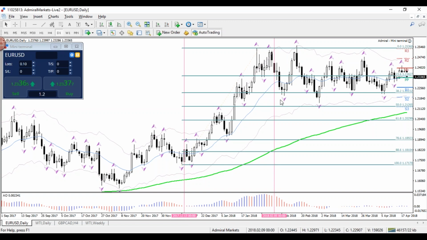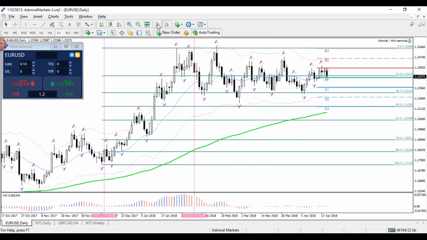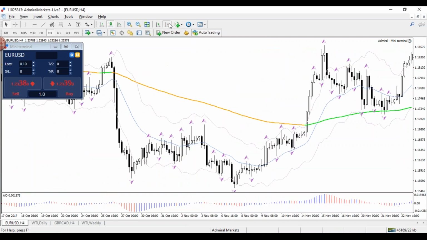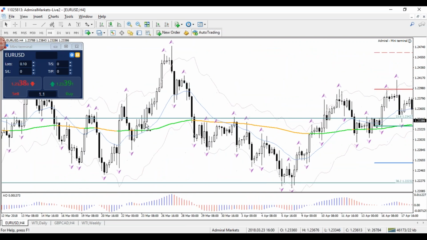And the last one I wanted to show you is a triangle. We can maybe take a look at, I don't know, let's take a look at the 4-hour chart maybe.